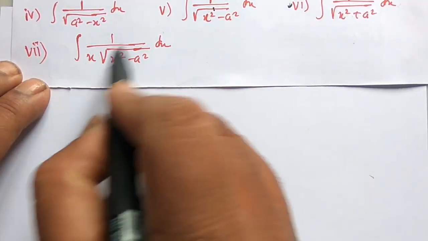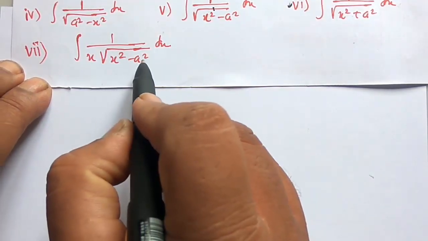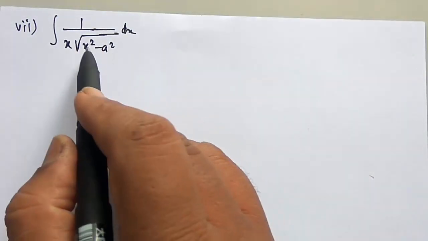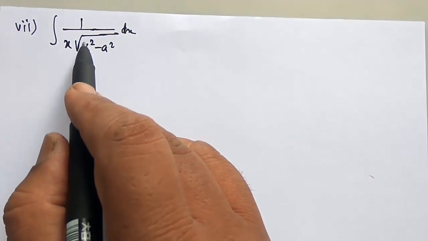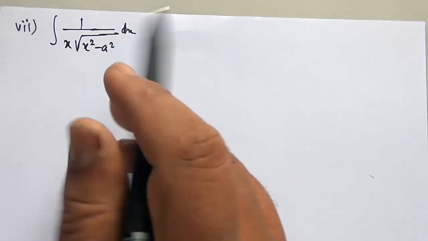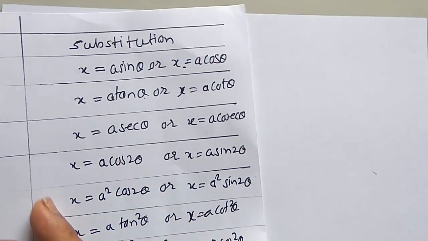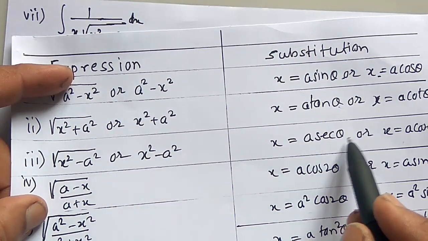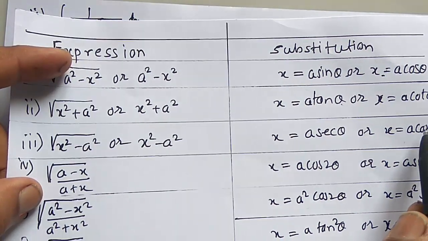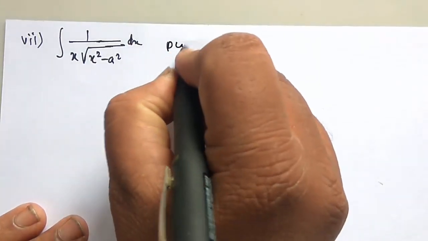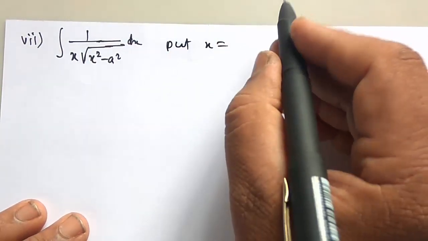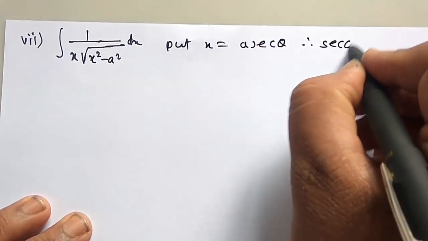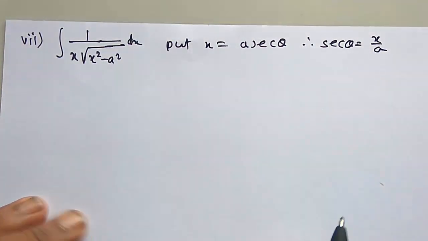Last, the seventh example, integration of 1 upon x under root of x square minus a square dx. Therefore, if the expression is under root of x square minus a square, then the substitution is x is equal to a sec theta or x is equal to a cosec theta. So, we put x is equal to a sec theta, and therefore sec theta is equal to x upon a.